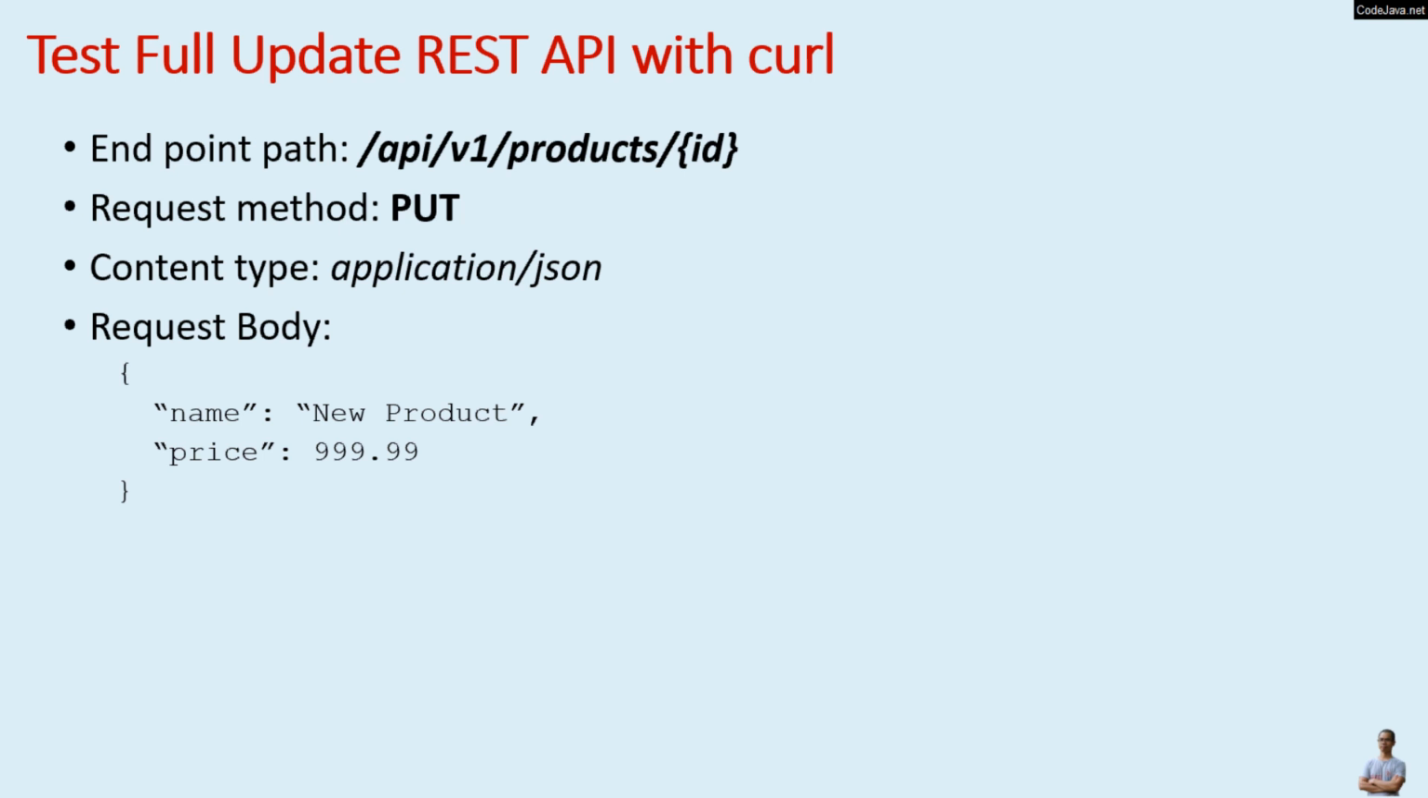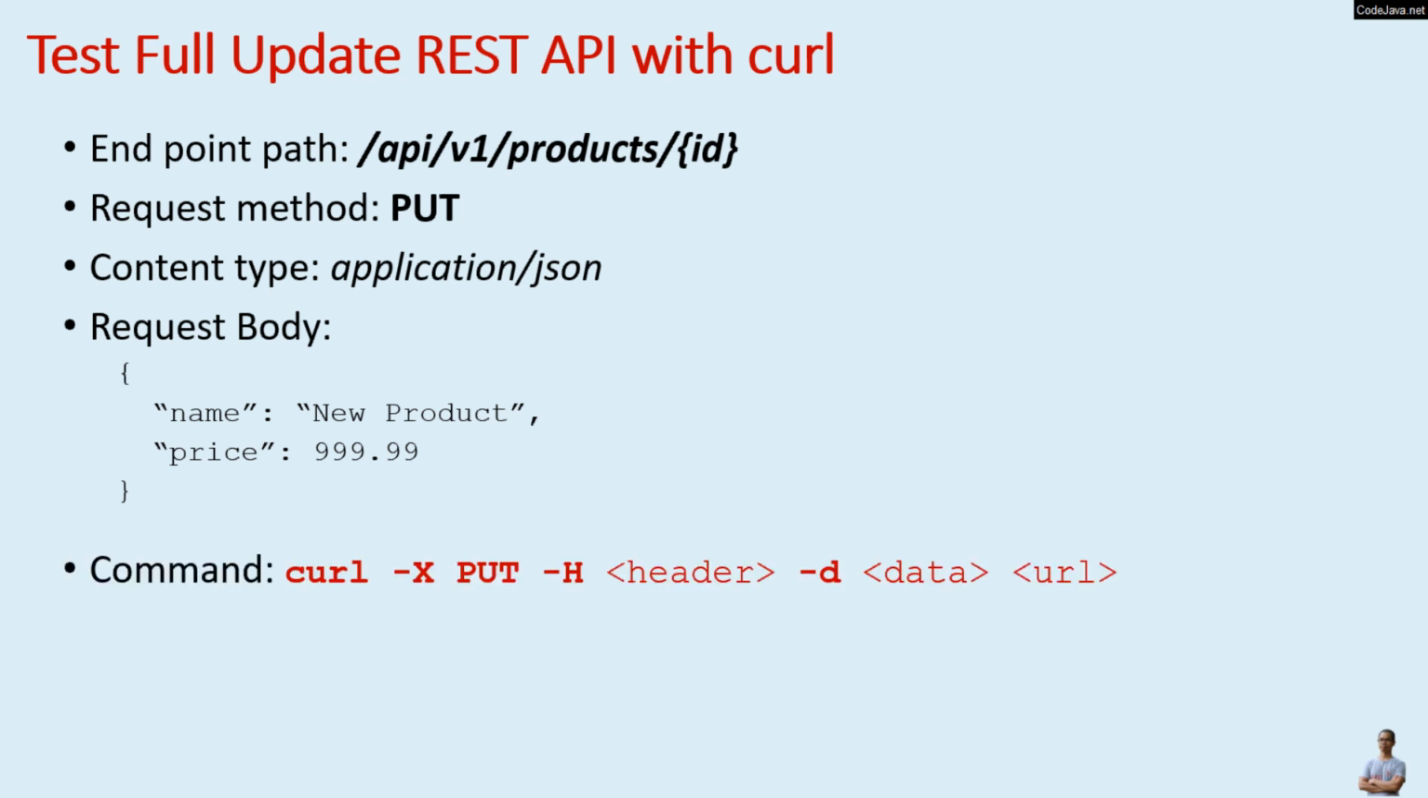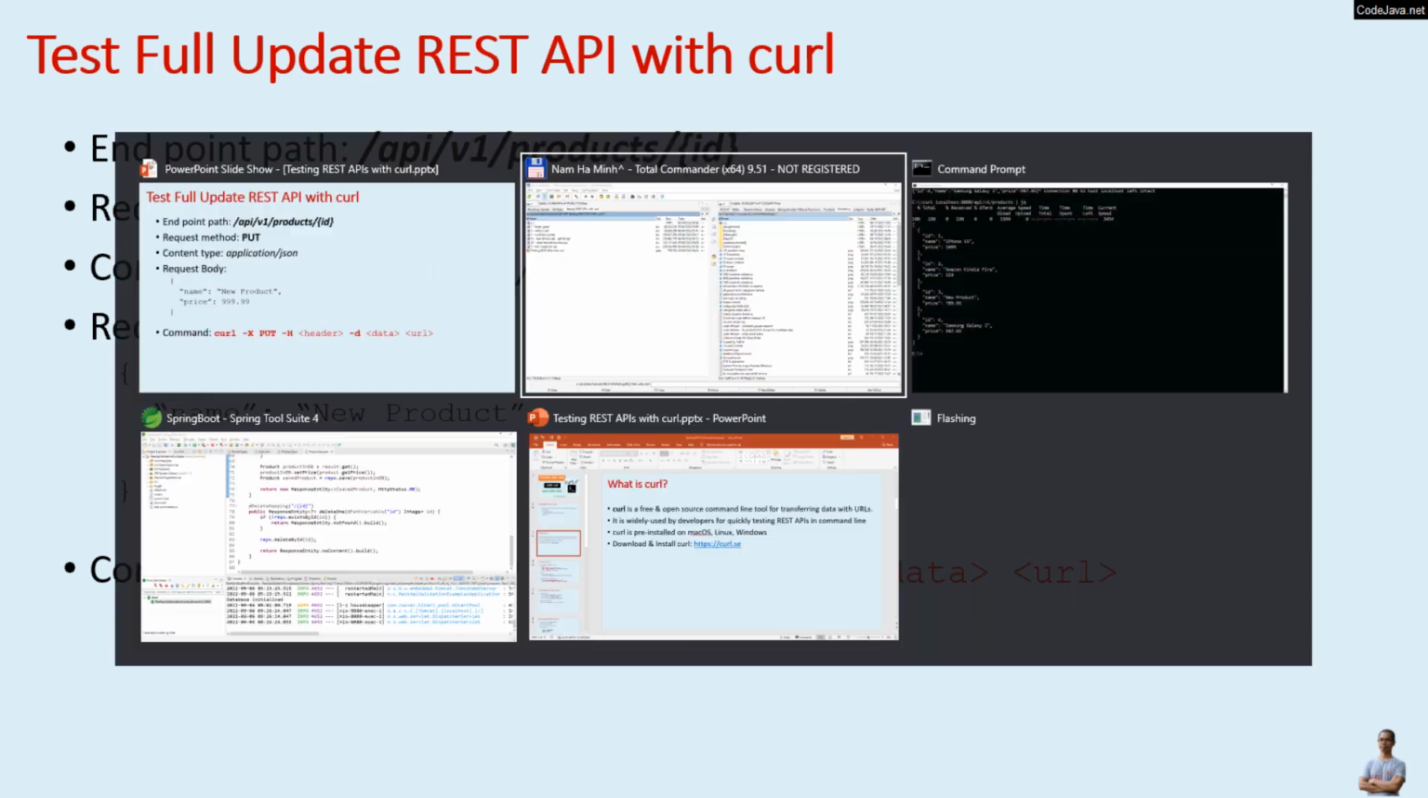Okay, so to test the full update REST API, we use this command: curl and the flag -X to specify the HTTP method for the request, PUT, and specify the header for the content type and data and the URL. Okay, now let me show you in the command line.